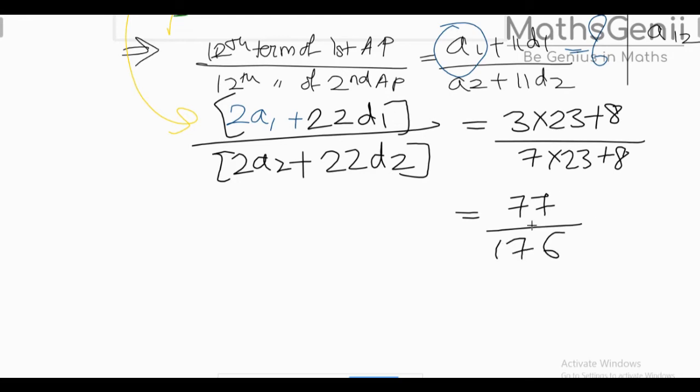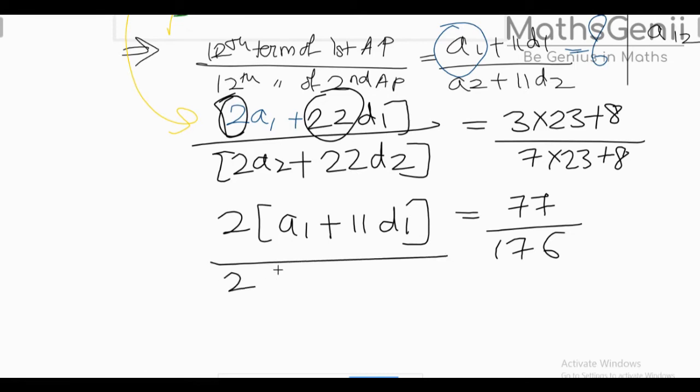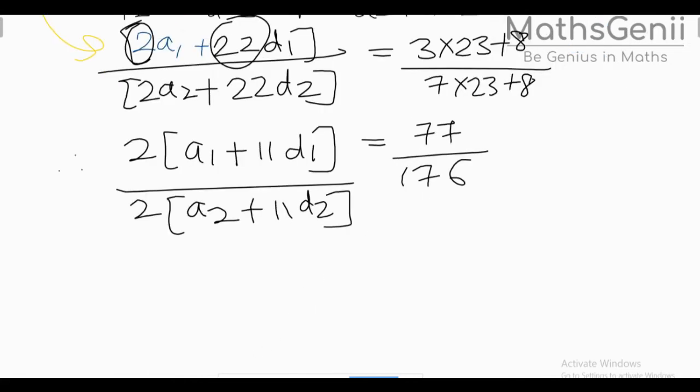So this is going to be, and I'm going to take 2 common from here. If I take 2 common from here, what will remain inside is 11, correct? From this, I'm taking 2 common. Similarly, here also I'm taking 2 common. Now this 2 and this 2 will get cancelled, correct? And here I can cancel out this one also.